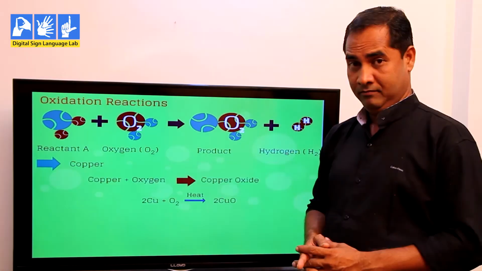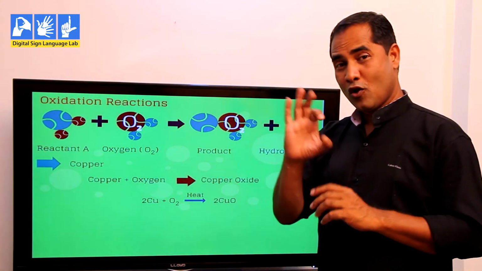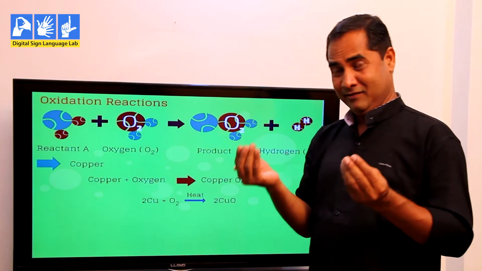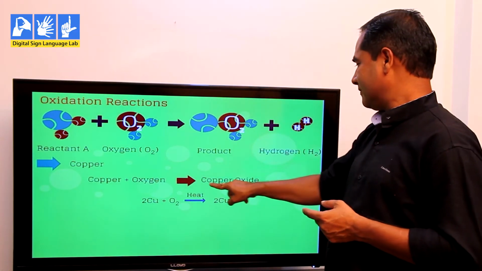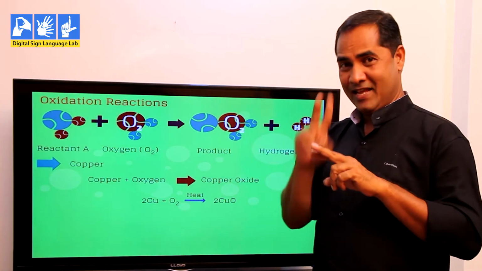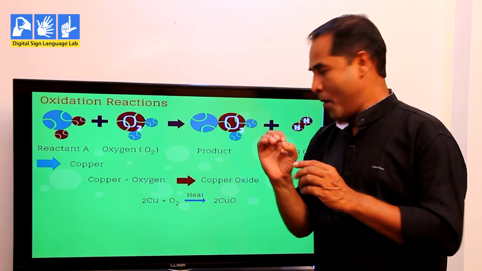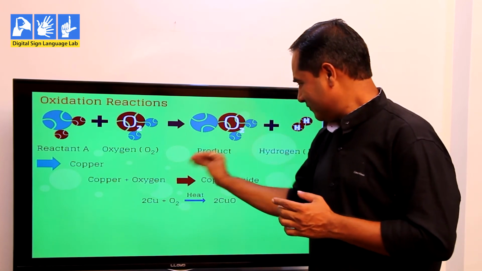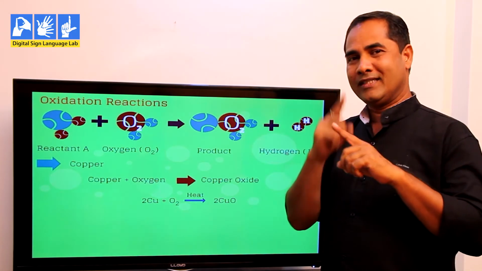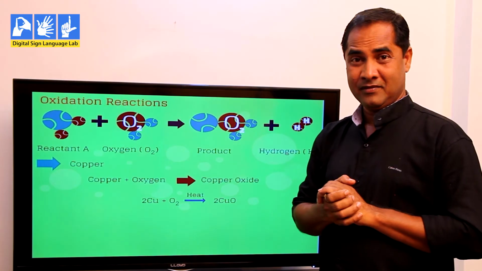So this is an example of an oxidation reaction. Copper plus oxygen gives you copper oxide. That's the chemical reaction. So 2Cu, which is copper, plus oxygen O2 gives you 2CuO, copper oxide. And the color has changed to black now.